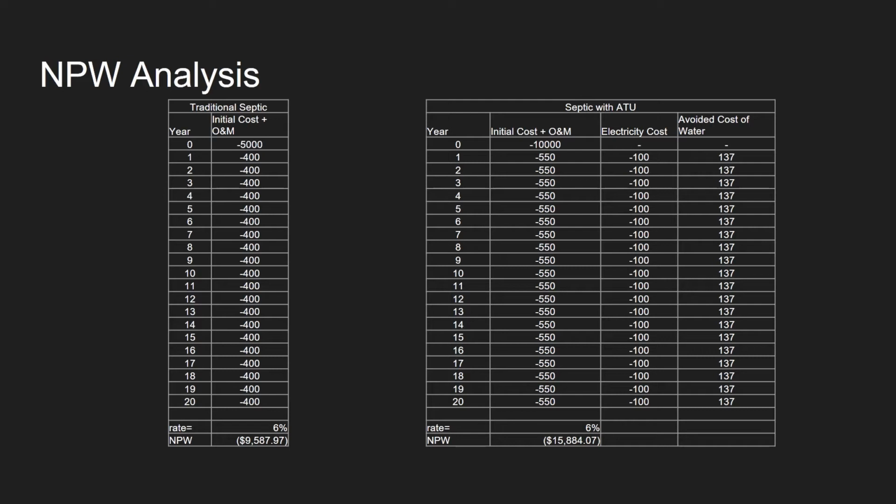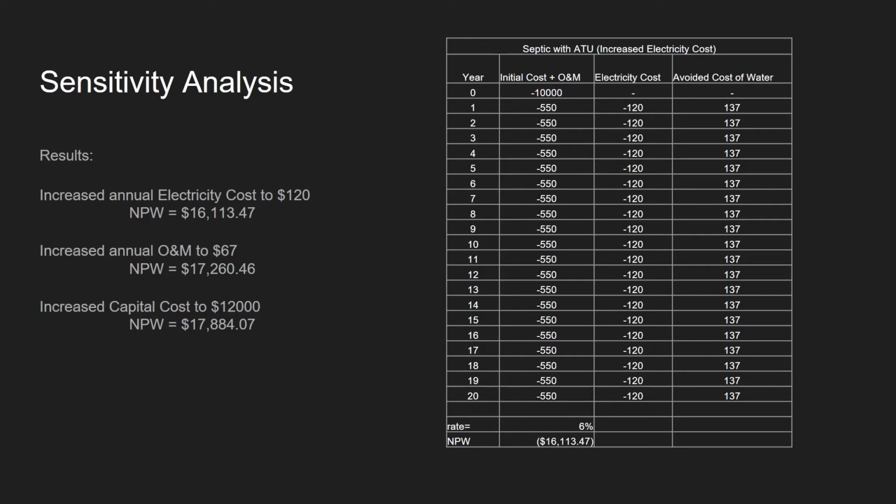Moving to economic analysis, we focused on the net present worth of the two systems. Shown here is an example of the cash flows associated with each system. This takes into account initial costs, annual operation and maintenance costs, as well as the annual benefits of avoided water usage. We also performed a sensitivity analysis on the ATU, taking into account the worst case scenarios while varying annual electricity costs, annual operation and maintenance costs, and the capital investment costs. This system is most sensitive to an increase in capital costs, followed by operation and maintenance, and lastly, electricity costs.